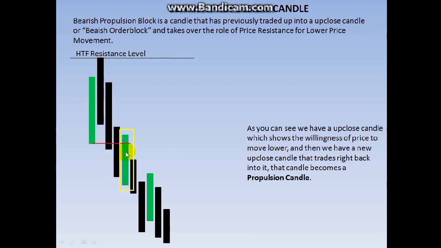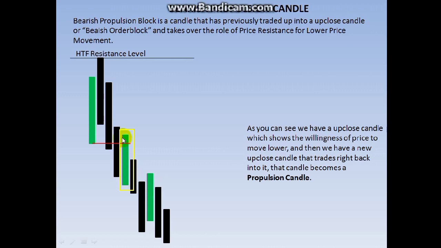And as you can see, price trades back into the bearish order block with an up close candle. That candle becomes a proportion candle. This particular up close candle that trades back up into the previous bearish order block candles becomes a proportion candle. So we can mark this out in time and expect price to be drawn back to it as an institutional reference point.